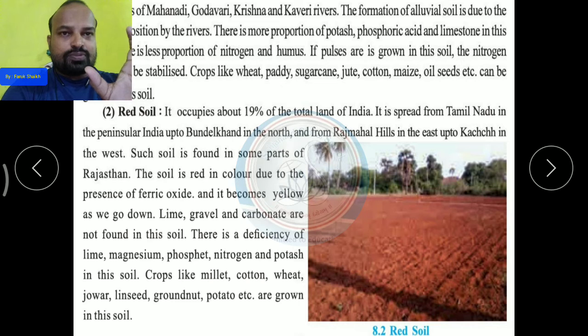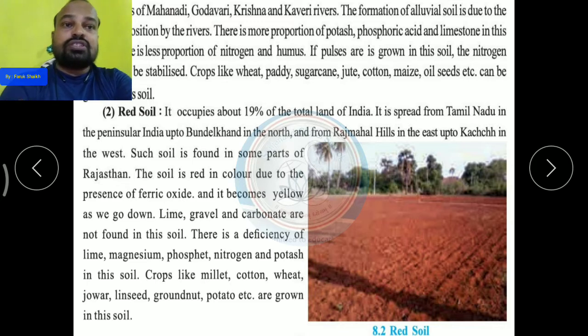Deficiency means kami hoti hai, they are not present in more quantity. So there is a deficiency of lime, magnesium, phosphate, nitrogen and potassium in this soil. In this soil, crops like millet, cotton, wheat, jowar, linseed, groundnut, potato, etc. can be grown. So red soil occupies 19% of the total land of India, and alluvial soil occupies 43%.